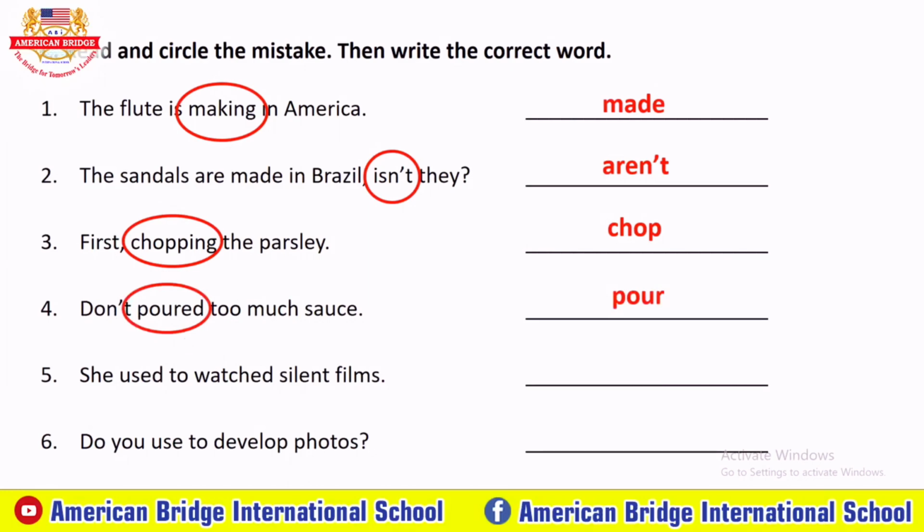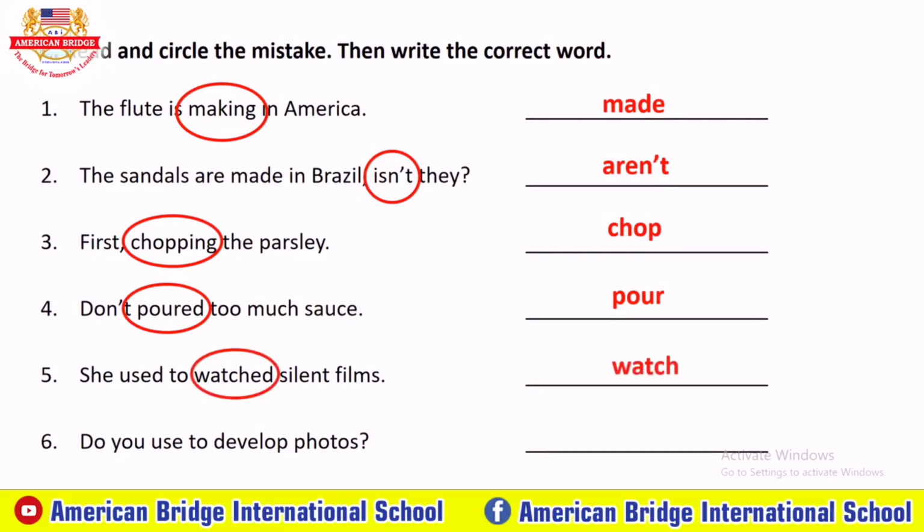Number five, she used to watched silent films. As we know, we use the word used to express actions or repeated habits that happened in the past, right? But actually, this one is not correct. The form is not correct. As you can see in the usage of used to, you have to use subject plus used to plus verb infinitive, or verb one, in the positive form, right? So we don't need to put ed. So the mistake is the word watched and it goes to watch.